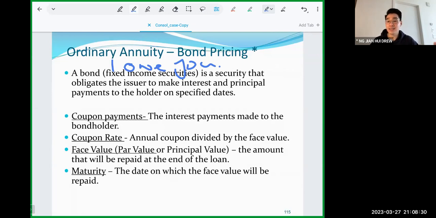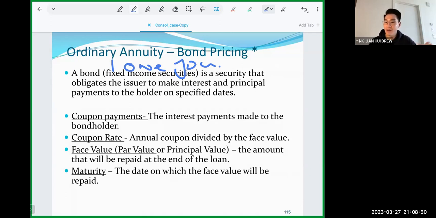All right? So that's a bond. It's a piece of paper. Now, the bond is unique in the sense that it's not like a loan. Why? Because in a bond, the principal, okay, let's talk about a very plain bond.